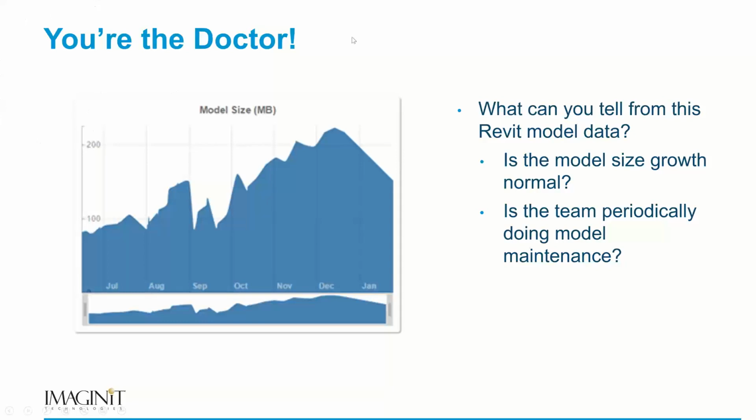And so you can tell at a glance. I have somewhere another slide that shows one that just keeps going up and up and up without any of this up and down. But if there is up and down, then chances are someone on the team is doing some amount of model maintenance as the model grows. So you can tell a lot if you're the doctor just by having this data and being able to compare how we are now versus where we were in the past.